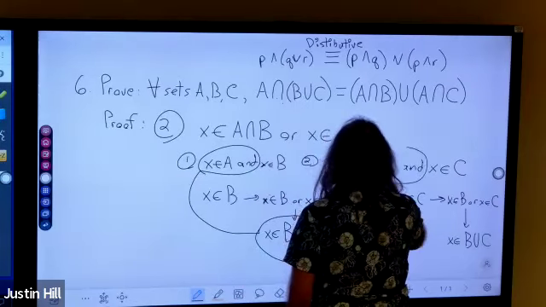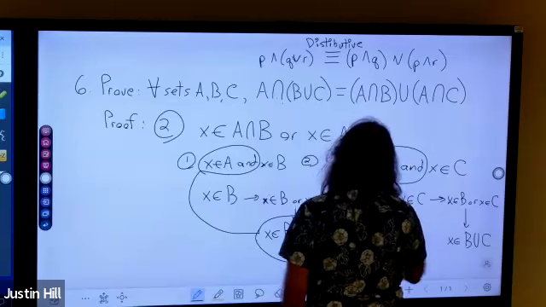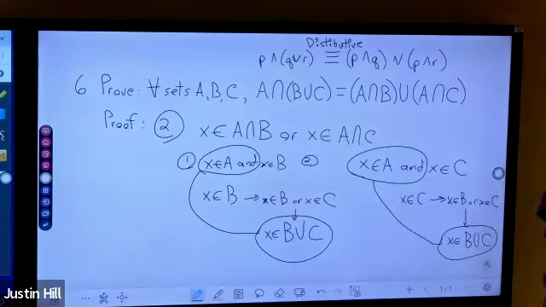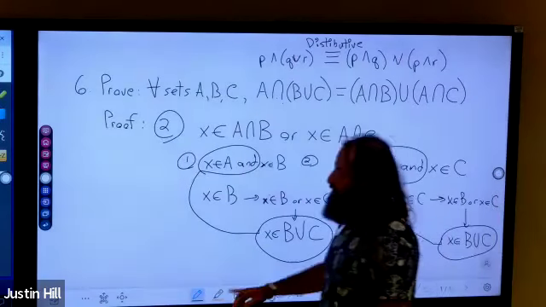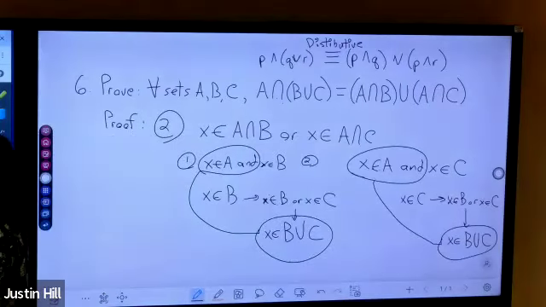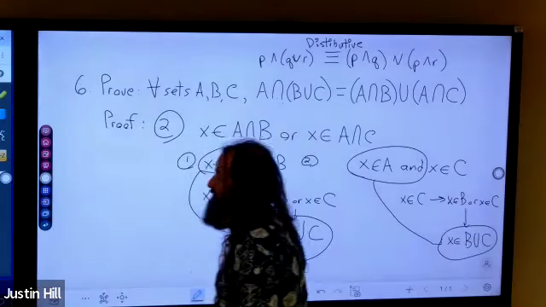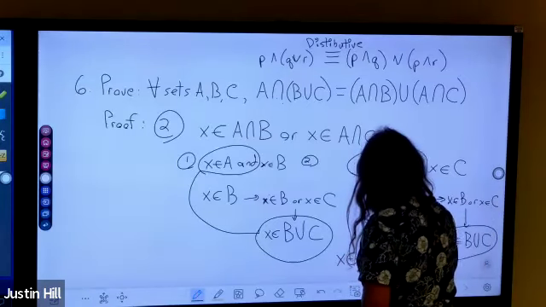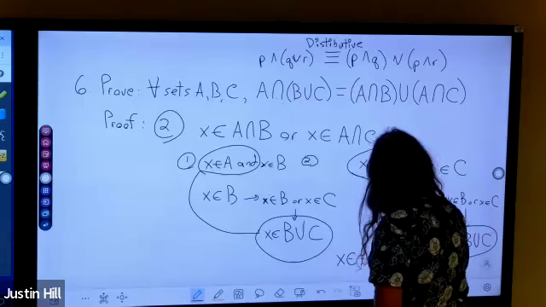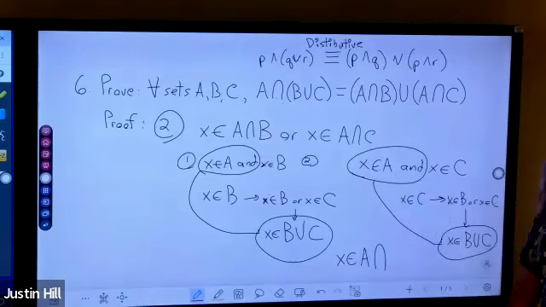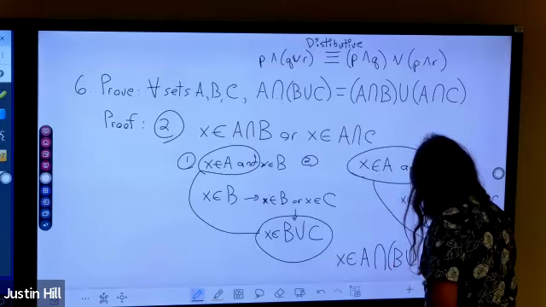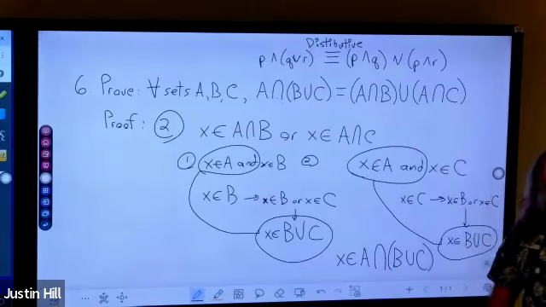So both of them say X is in A and X is in B or C, or B union C. Then what she finishes out after case 2 is basically saying that in either case, X is in A intersect B union C. And then we've got the second part of that proof.